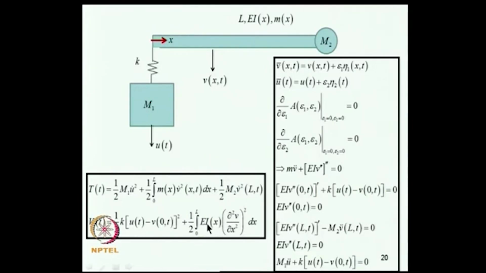Now you apply the variational formulation, and you will get one equation for u, another equation for v. The equation for v reads as shown here, and the equation for u is this. For the boundary conditions at x equal to 0, we can see that the bending moment emerges to be 0, but the shear force will have contributions from this mass at this end, and at this end there will be a shear force contribution from this spring. So, these are the appropriate boundary conditions.